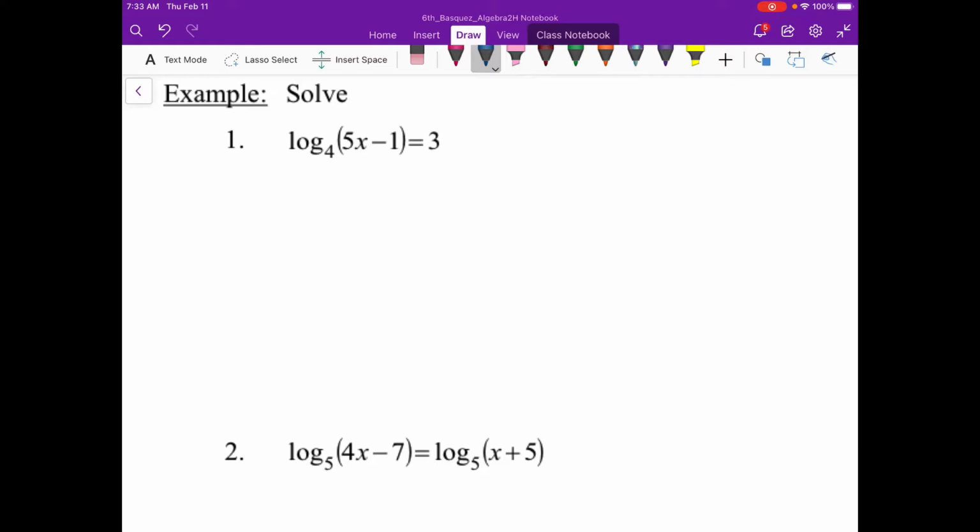The first one is log base 4 of 5x minus 1 equals 3. First, there's nothing I can really combine here to make it one term, so I'm going to change this to exponential first. If we remember, the base for the log becomes the base for my exponent. This becomes my exponent, and then I set it equal to the term. That's how I get rid of the log. So 5x minus 1, and then you just solve for x.